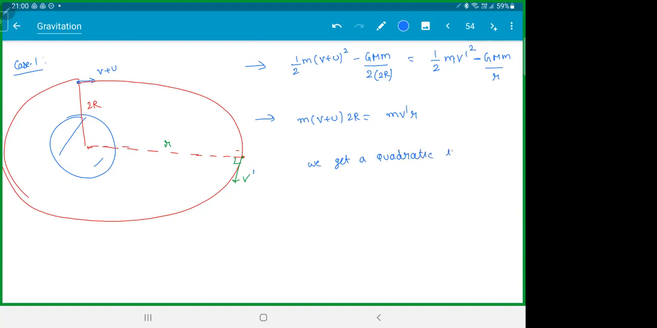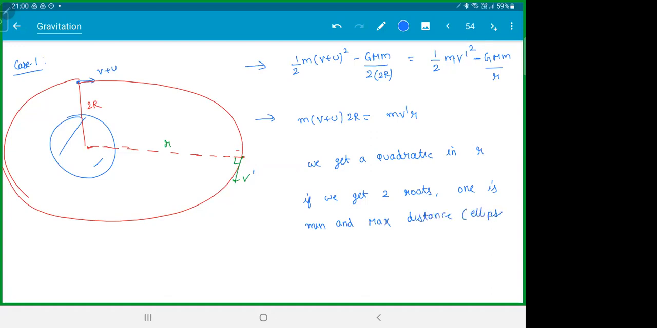We get a quadratic in r. So if we get two roots, what does it mean? If we get two roots, one is the minimum distance and one is the maximum distance, basically an ellipse. It means it is going in an ellipse.